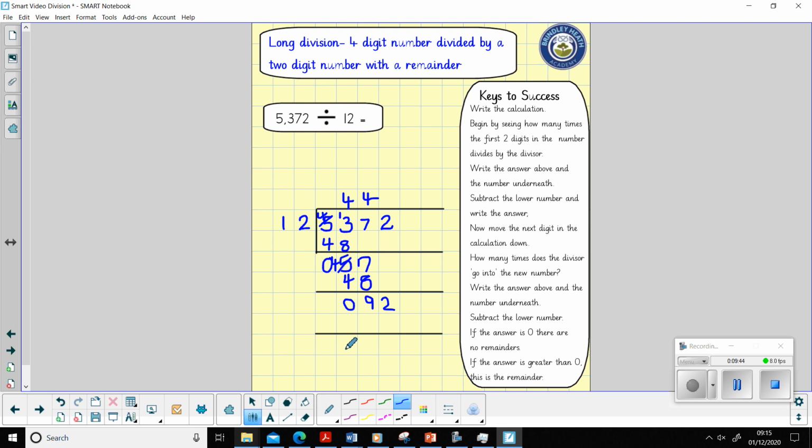Now I know that 7 times 12 equals 84. So my 7 goes here, and my 84 goes here. Again, they're different answers, so I need to subtract. 2 take away 4 I can't do, so I'm exchanging. 12 take away 4 is 8, and 8 take away 8 is 0. So the answer to this calculation is 447, remainder 8.